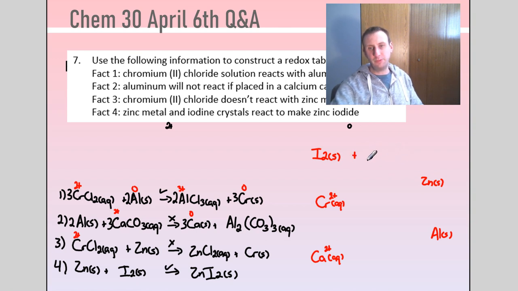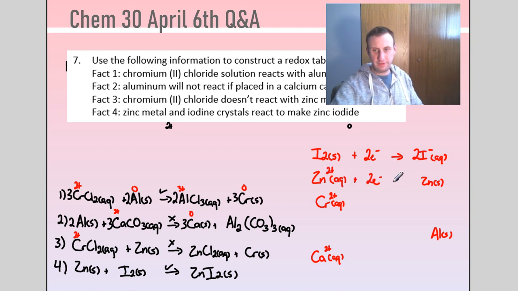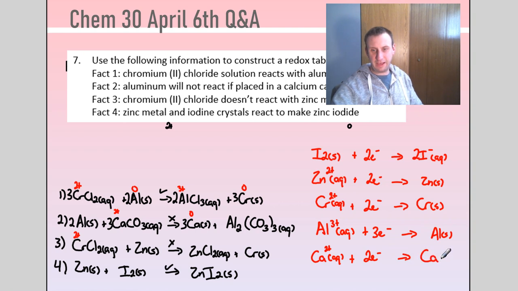So I2 plus 2 electrons gives me 2I minus aqueous. Zn2 positive aqueous plus 2 electrons gives me Zn solid. Chromium 2 plus 2 electrons gives me chromium, Cr solid. And then aluminum will be Al3 positive aqueous plus 3 electrons gives me Al solid. And then calcium plus 2 electrons gives me Ca solid. So that's my redox table.